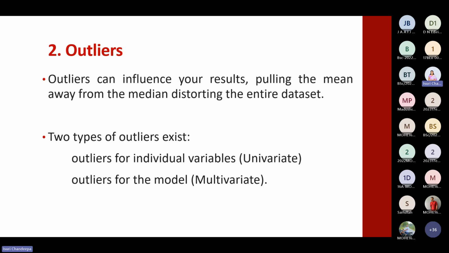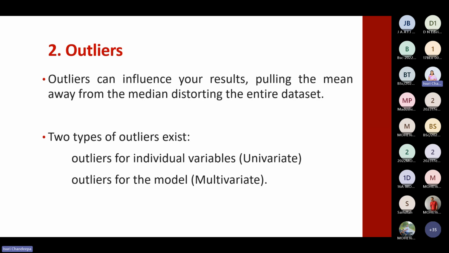Next one, handling the outliers, right? What do you mean by outliers? Outliers can influence your results, pulling the mean away from the median, destroying the entire data set. Outliers are extreme values. Everyone gave us the value 4, 4, 4, or else 1, or 2, 2, likewise, but there is a number 10. What happened? It's an outlier, right?